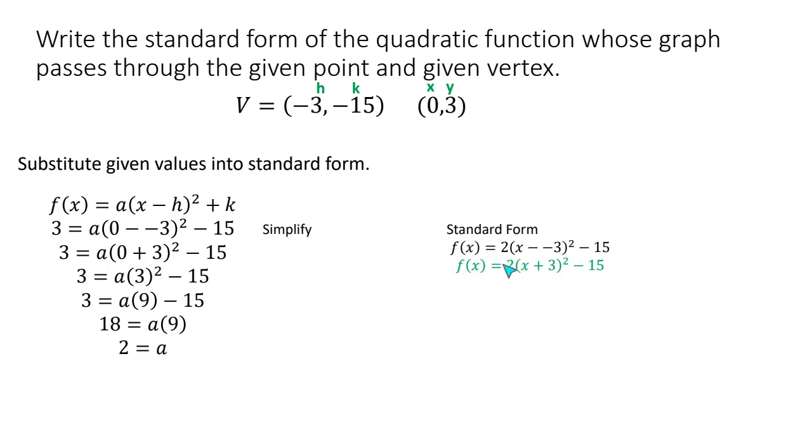So if we plug that in, then we have a is 2, h is -3, and then we have our k. So if we simplify, we're going to end up with 2 times x plus 3 squared minus 15.